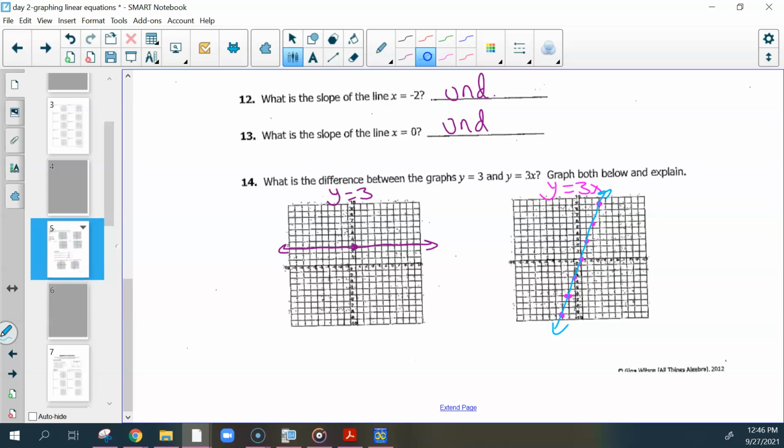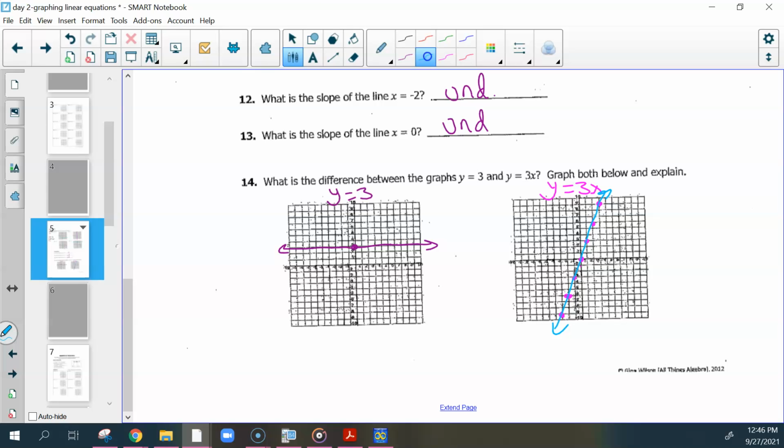You know x is 0. All that tells you is that you're not going anywhere either way. You're just going 0. X is always 0. So I would plot a few points.